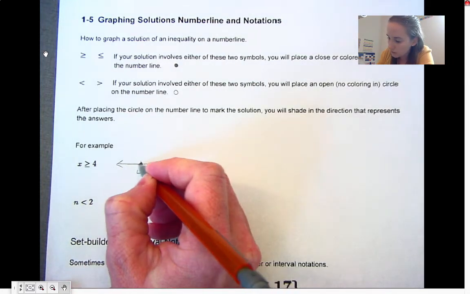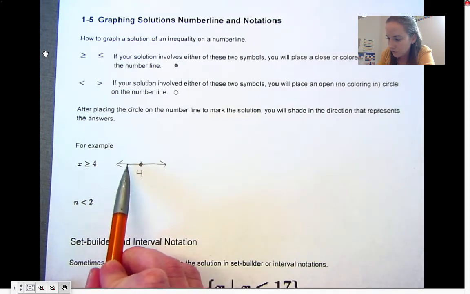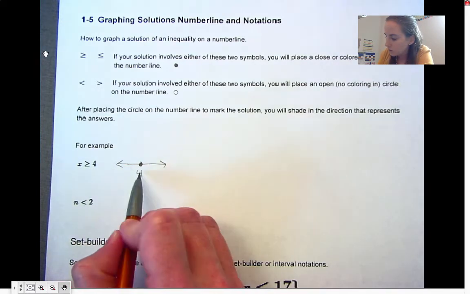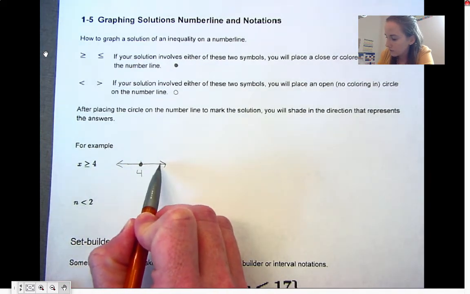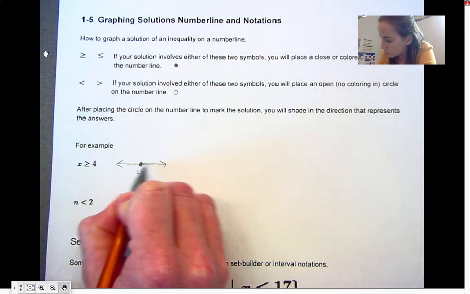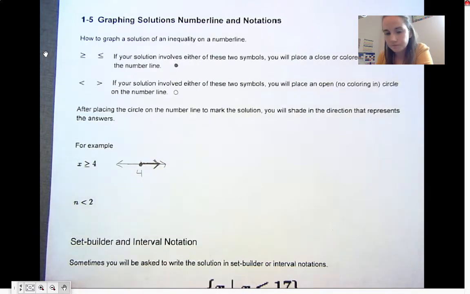If I go back this way, that would be 3, 2, 1, 0 to the left, but as we go to the right, 5, 6, 7, 8, and so on. So we want to shade in the direction where the numbers are greater than 4. So that's how you graph on a number line.